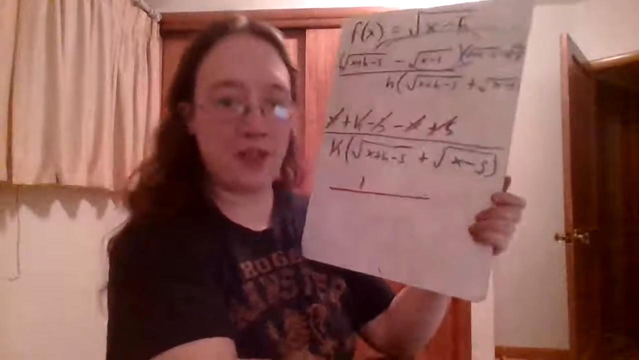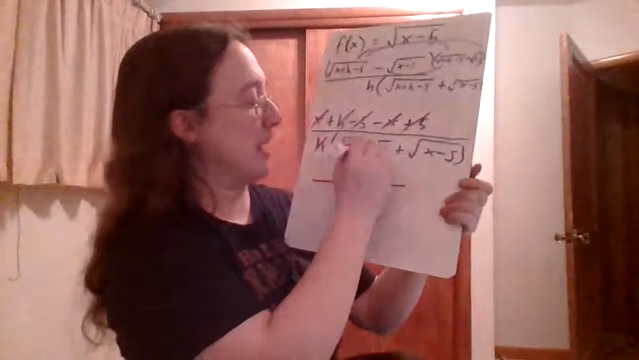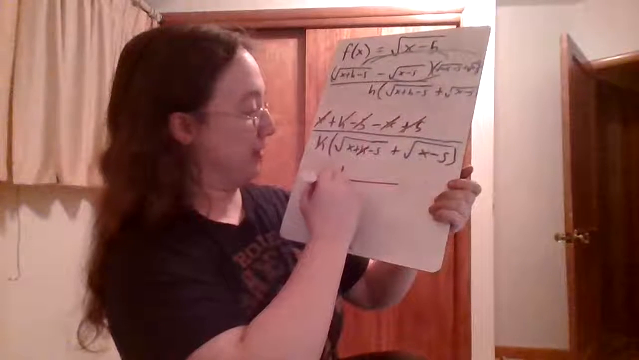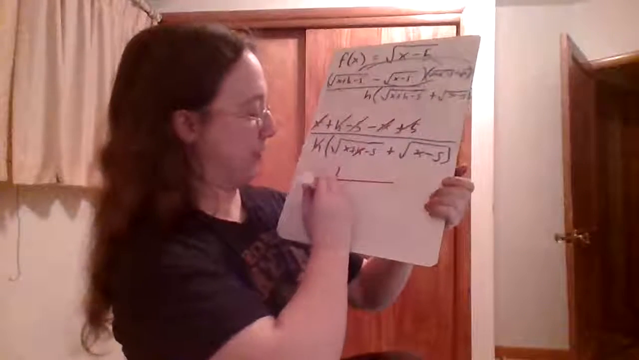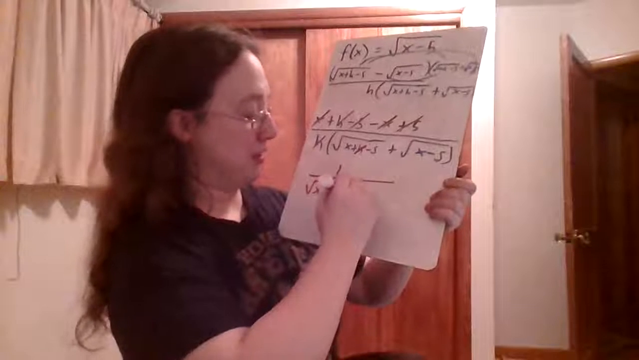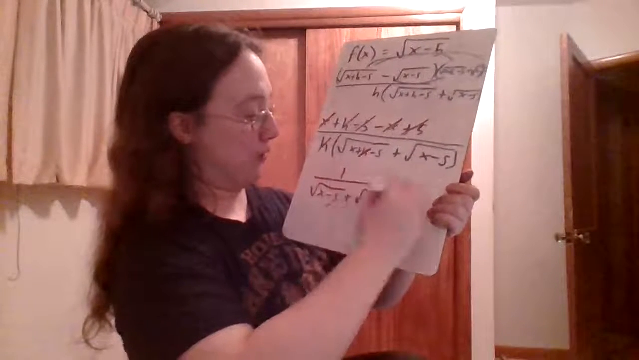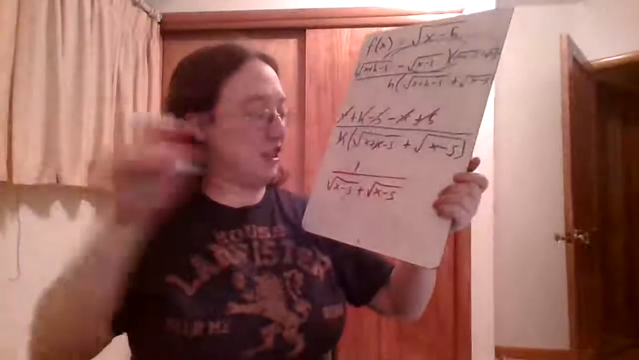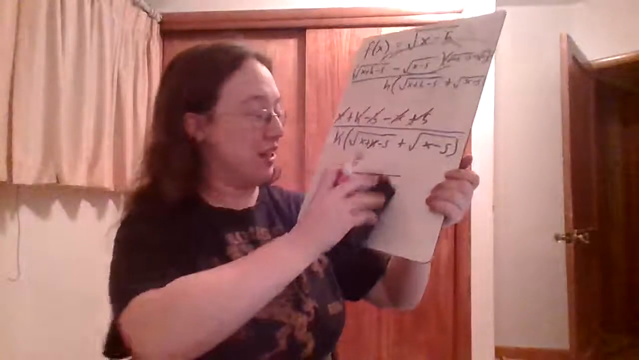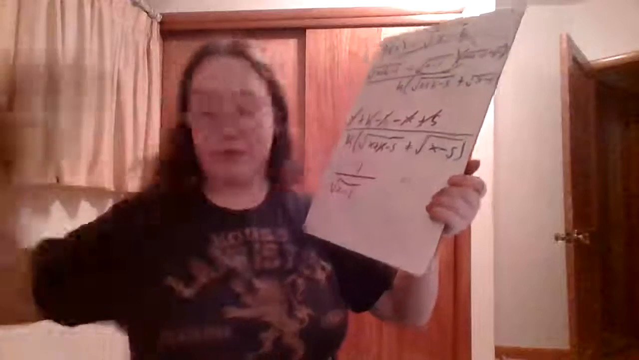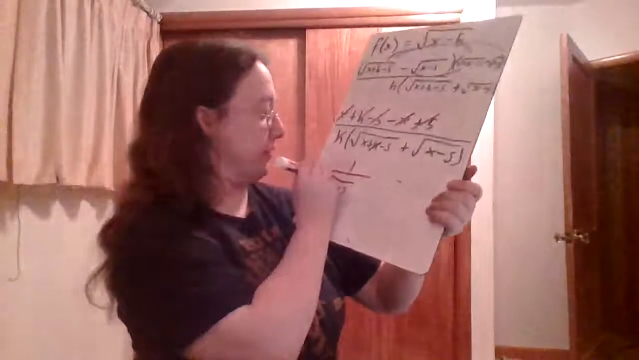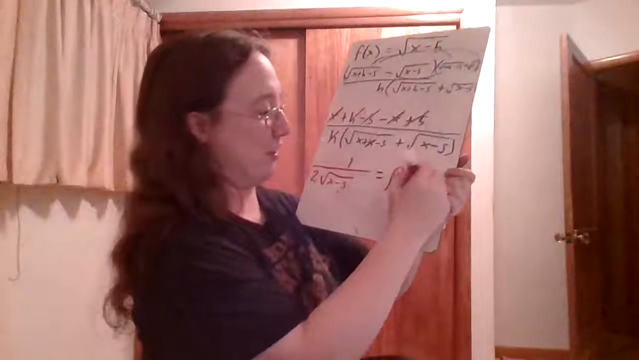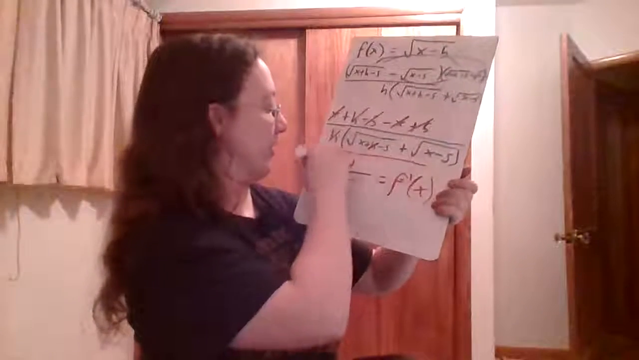And now that there's only one h left, we can say that h is approaching 0, so I've really just got a square root of x minus 5 on the bottom, plus a square root of x minus 5. But that's really just 2 of that. So I'm just going to call this 2 square root of x minus 5. And that's your derivative.